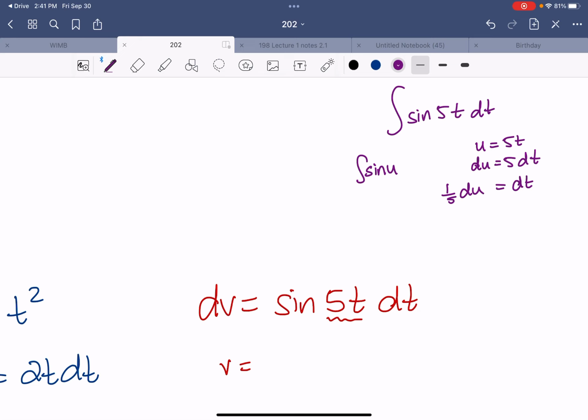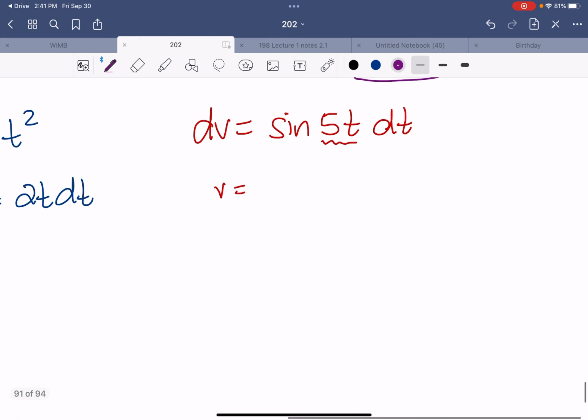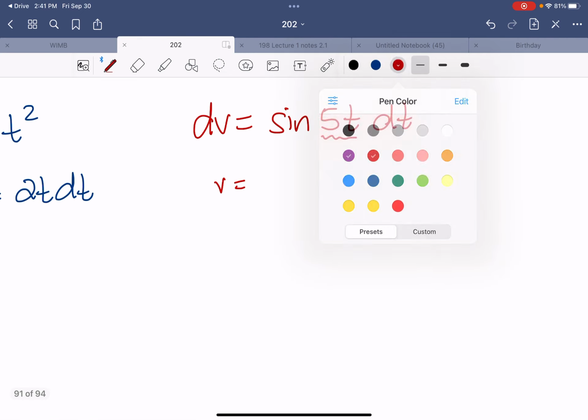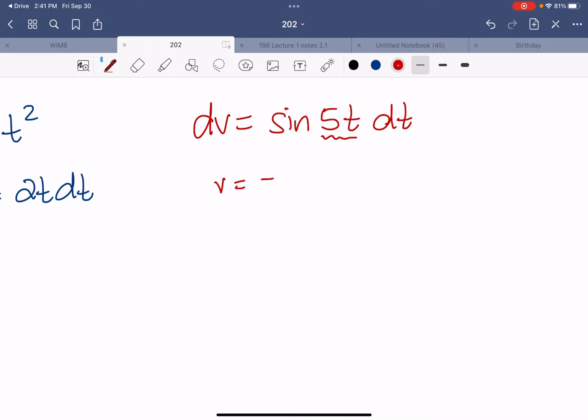And the dt is 1/5, which I'm going to put out front, du. Antiderivative of sine u is negative cosine u. So we get negative 1/5 cosine u. Plug our 5t back in. Negative 1/5 cosine 5t. And again, that's a baby u sub because the antiderivative of sine is negative cosine, but you divide by the number multiplying your variable. So we're dividing by 5 or multiplying by 1/5. So that tells me that my antiderivative for sine 5t is negative 1/5 cosine 5t.